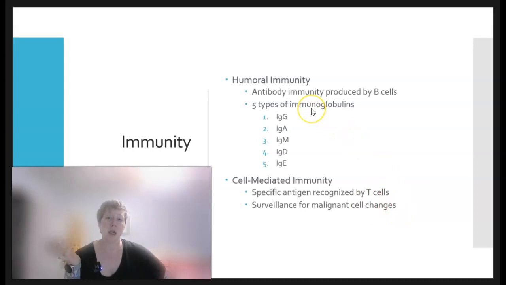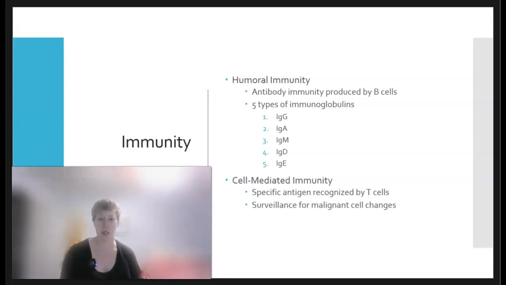There are 5 different types of immune globulins, or antibodies. It's the same thing: immune globulin and antibody are the same term. I talked about how we can give immune globulin injections for hepatitis B exposure or rabies exposure. We give those immune globulin injections first, and then follow with the vaccine, because the vaccine takes a little bit of time for your body to build up those antibodies on its own.